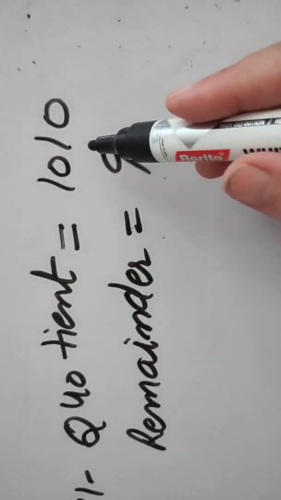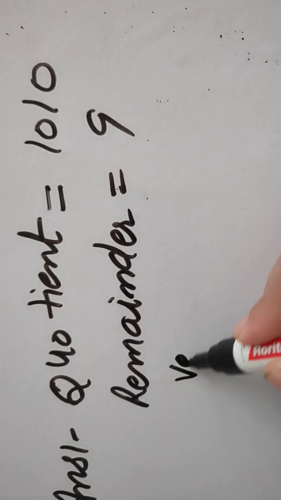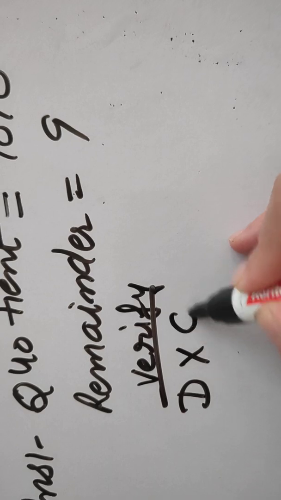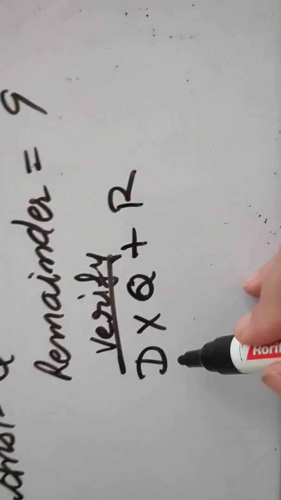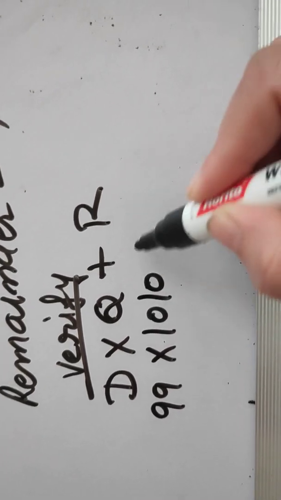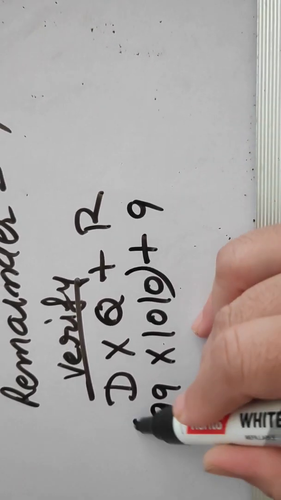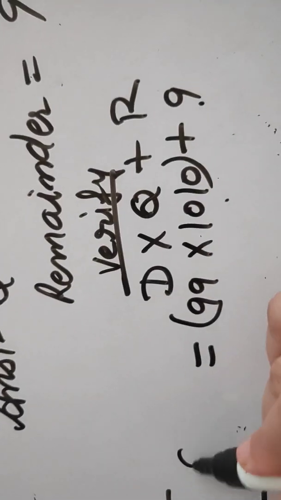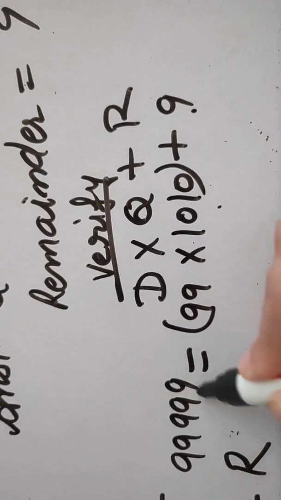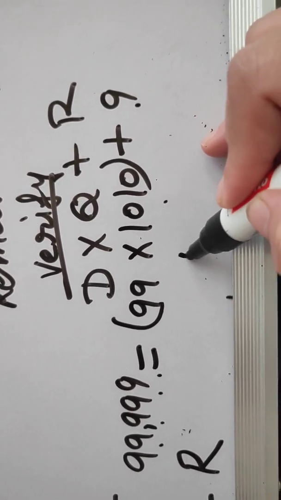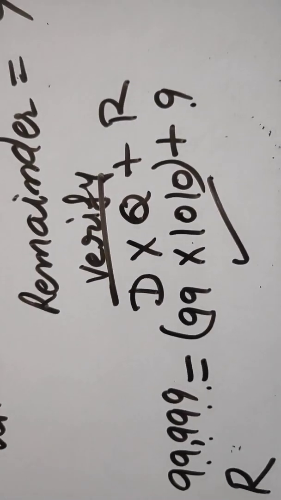If you want to check whether the answer is right or wrong, how will you check? To verify your answer, you will multiply the divisor by the quotient plus the remainder. So the divisor is 99, the quotient is 1010, the remainder is 9. Multiply these two and then add 9. If it becomes 1, 2, 3, 4, 5 times 9, meaning if it becomes 99,999, then your answer is right.